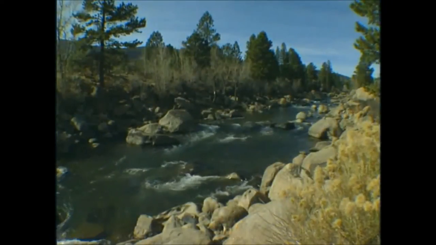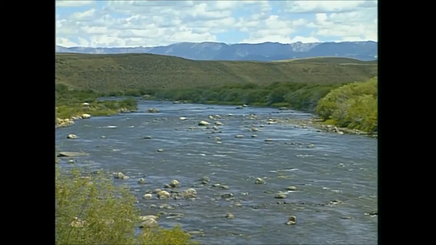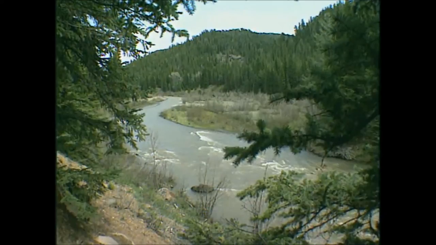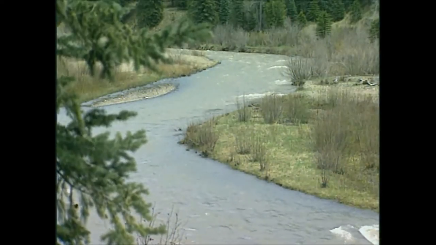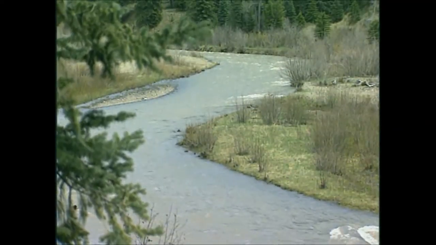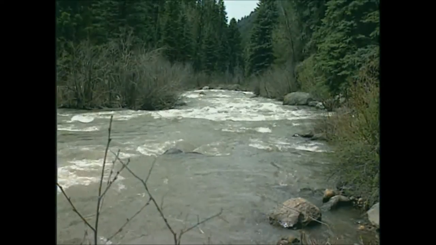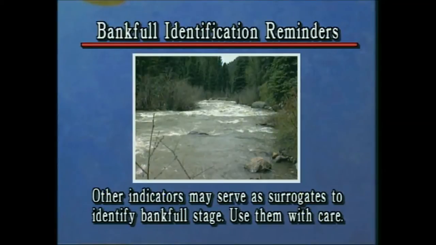Recognize that floodplains do not exist along all stream channels. They are most prominent along low-gradient, meandering streams. In progressively steeper channels, floodplains may be intermittent on alternate sides of meander bends, or they may be completely absent. Steep, confined streams often lack recognizable floodplains altogether. In these channels, other indicators may serve as surrogates to identify Bankfull stage.